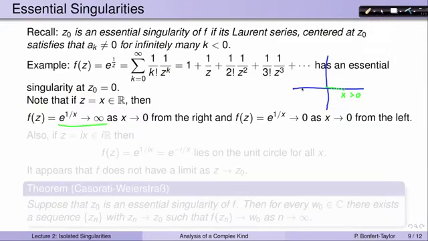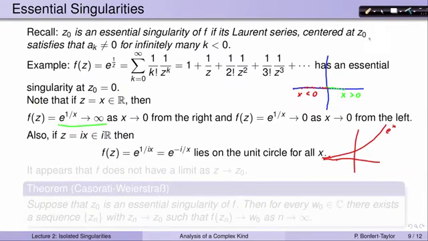Now let's do the same thing but from the left. Let's still take real values on the real axis, but approach the origin from the left. So here I have x values that are less than 0. This time, because x is negative, 1 over x goes to negative infinity. And therefore, the exponential function of 1 over x goes to 0. Remember, the exponential function looks like this. And so when I plug in very, very small negative numbers, the exponential function is practically equal to 0.